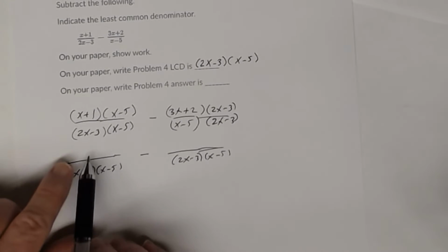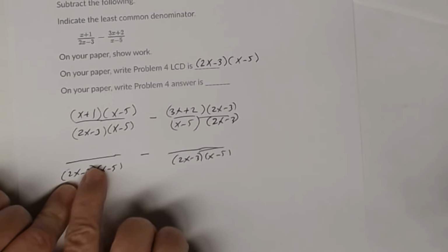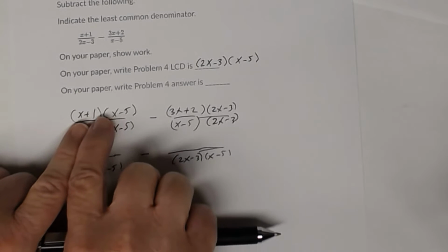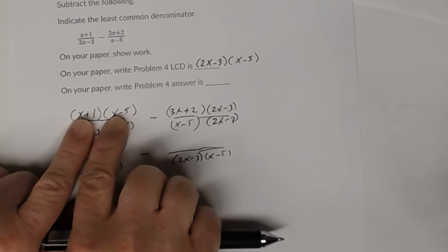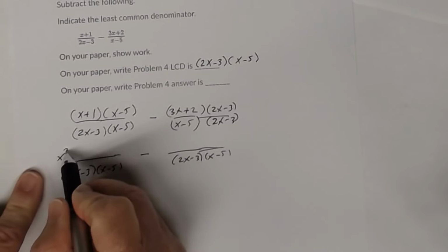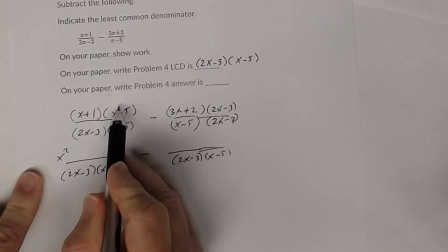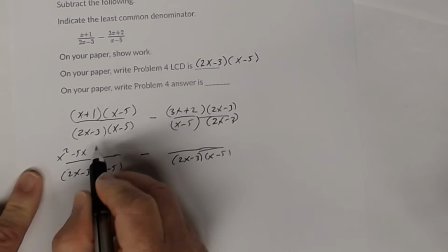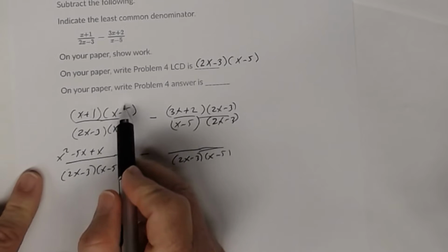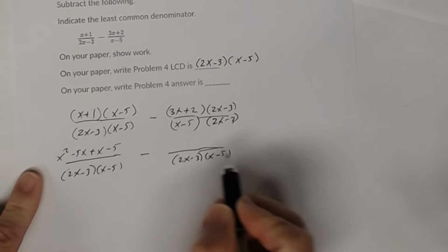All right, now what you're going to do next is, always leave the denominators in factored form, but notice in the numerator, you want to multiply those two binomials out. And so we can use the FOIL method. x times x is x squared. The outer, x times a negative 5 is a negative 5x. The inner, 1 times x is a positive x. And the last, 1 times a negative 5 is a negative 5.